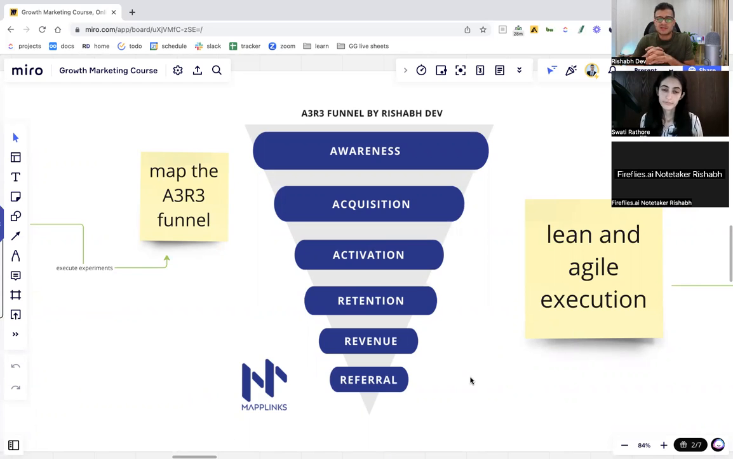So the first one is, let's say we find an SEO keyword that our competitor is ranking for, and then we create content around that keyword to drive traffic. I think that would fall in awareness, if I'm not wrong? That's right. It would fall in awareness. So we are trying to spread awareness about our business by targeting that particular keyword.